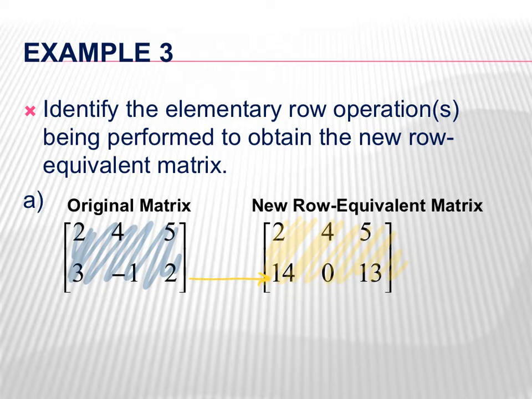Can you multiply 3, -1, and 2 by the same number to get 14, 0, and 13? No, so I didn't multiply. If I add the 2 rows, I get 5, 3, 7. That's not it, which means there's some combination of them. So what can you do to get 14, 0, and 13?